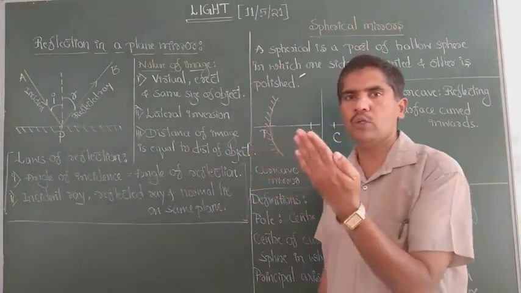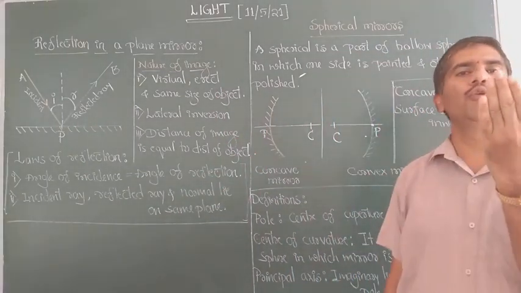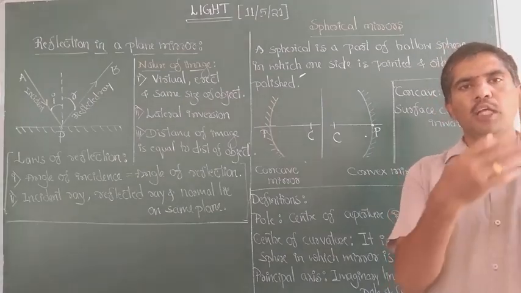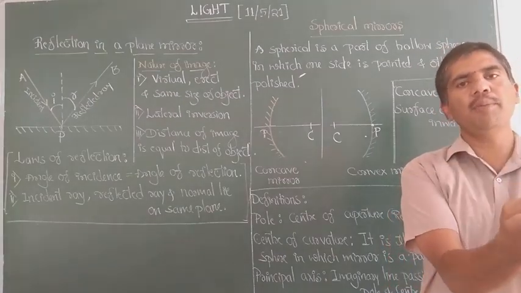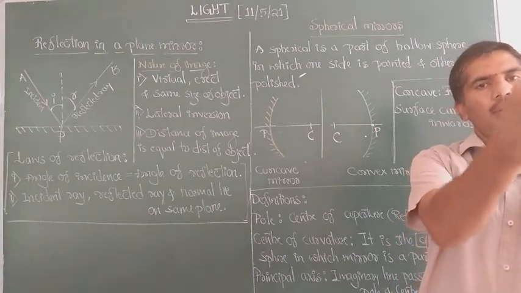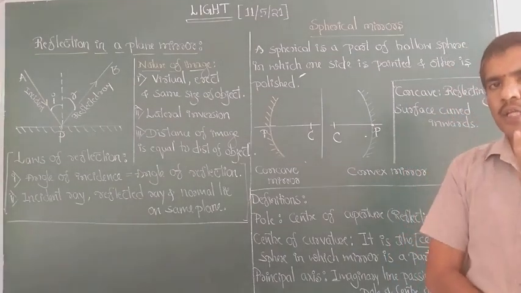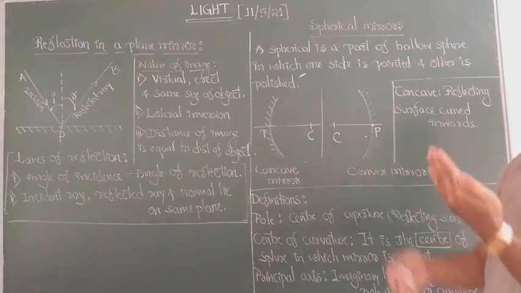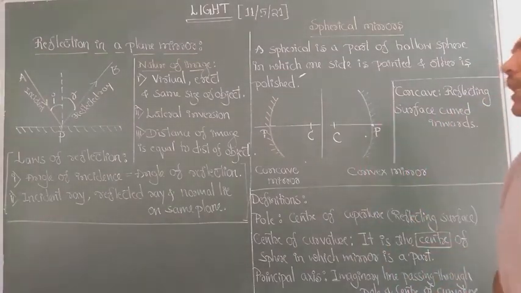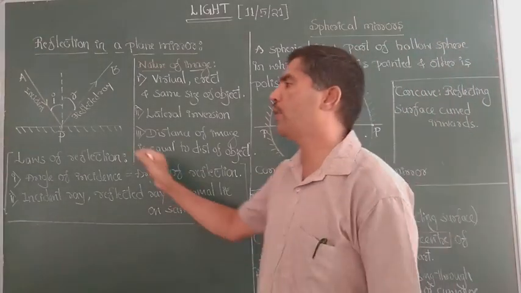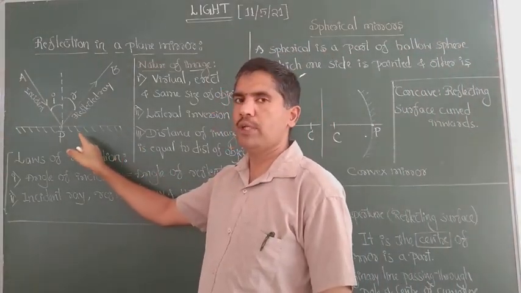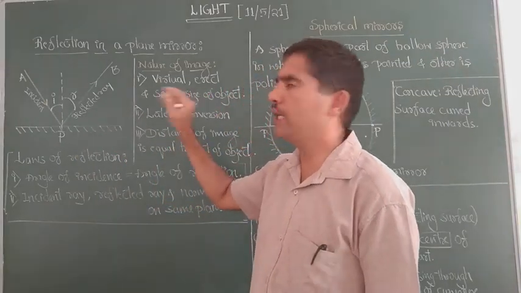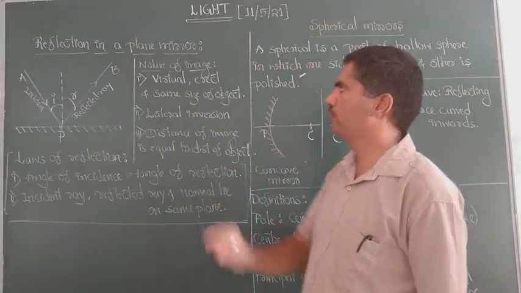Just imagine you hold a mirror to view your image or face, you can find the image is just behind the mirror. Behind the mirror, if you put a screen, can you get an image? Definitely, you can't get any image behind the mirror. That means light rays are not meeting at that point. Those images which cannot be obtained on a screen are virtual images.